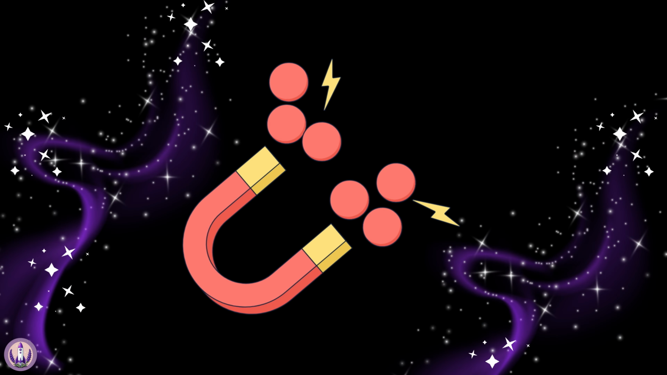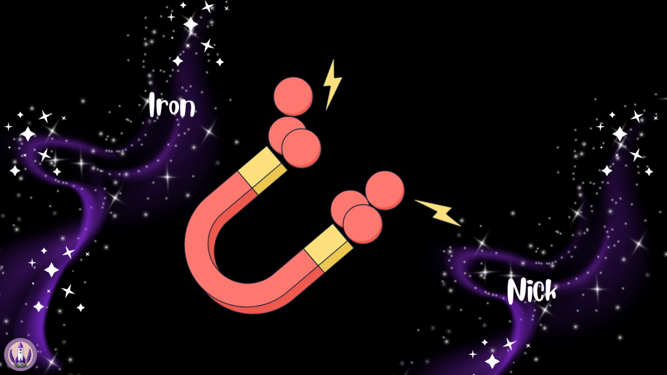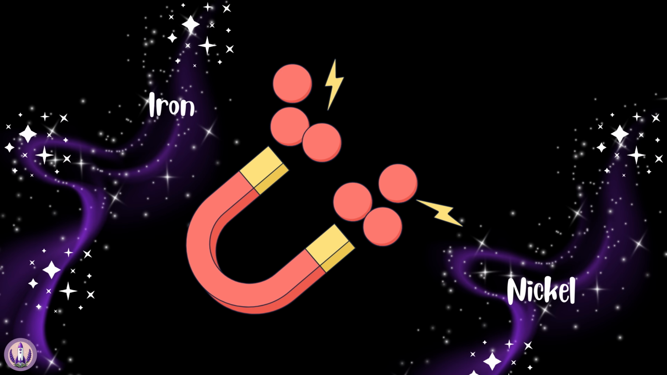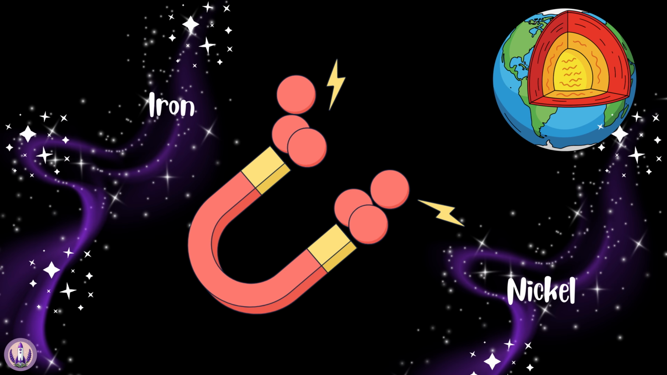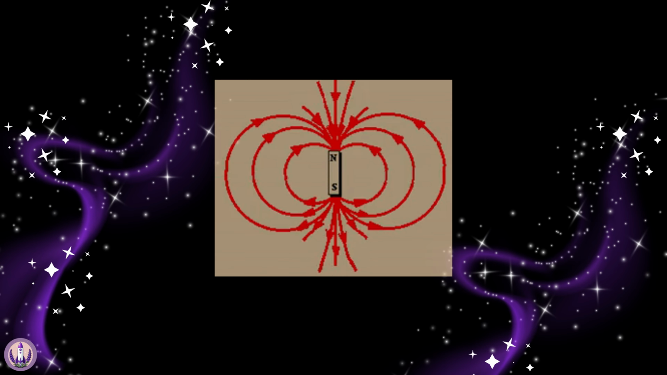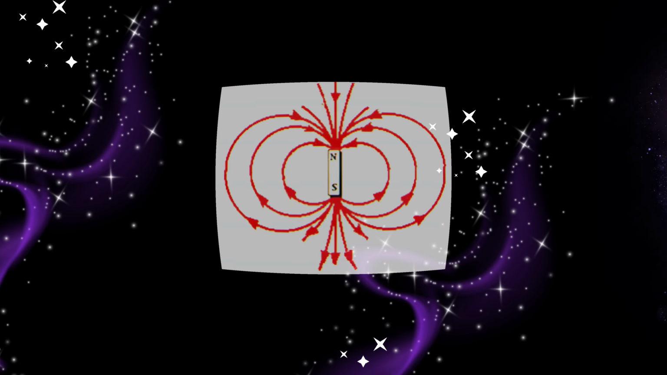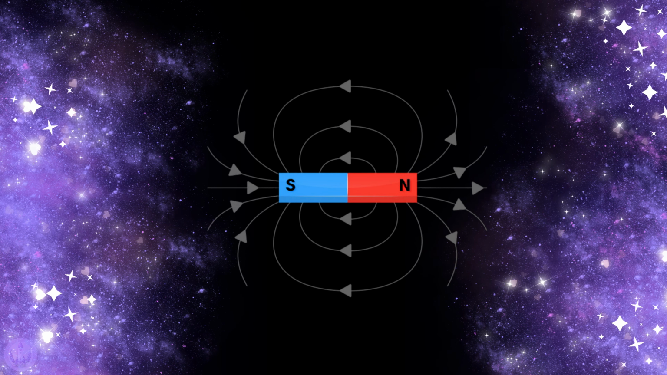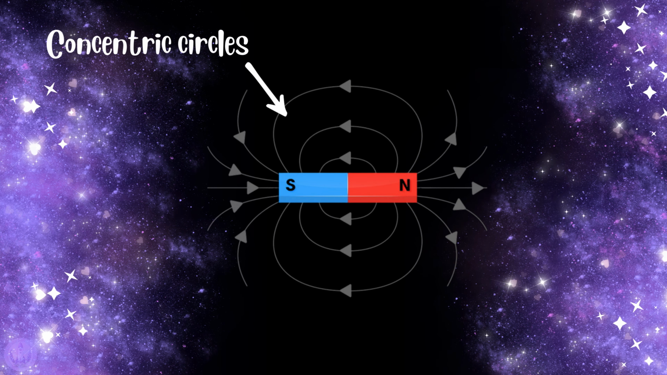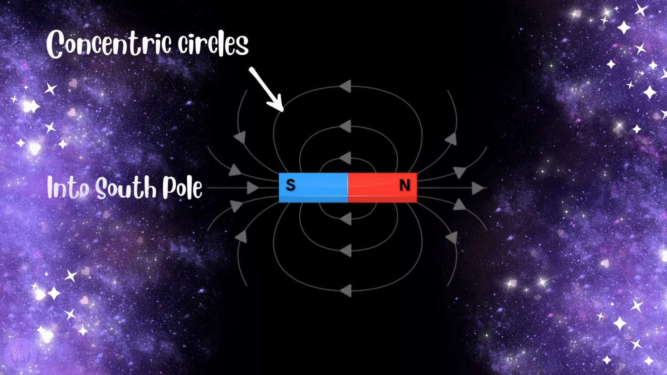So magnets are created from metals like iron or nickel, as they are magnetic materials found in the Earth's outer core. Magnetic materials have a magnetic field around them. This is what attracts other magnetic materials towards them. The magnetic field lines of a bar magnet show concentric circles around the edges, with field lines coming into the South Pole and out of the North Pole on the ends of the magnet.